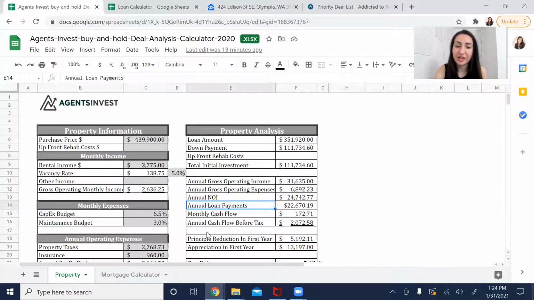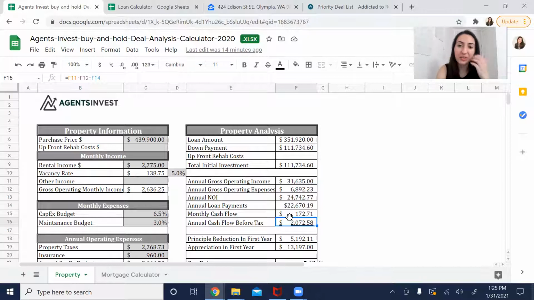And then you also have the cost of the loan, and then you have how much you will get after paying everything off. So the monthly cash flow is how much money you put in your pocket after considering all of the other expenses, divided by 12, because that is how many months a year has. And then you have the annual cash flow before tax.